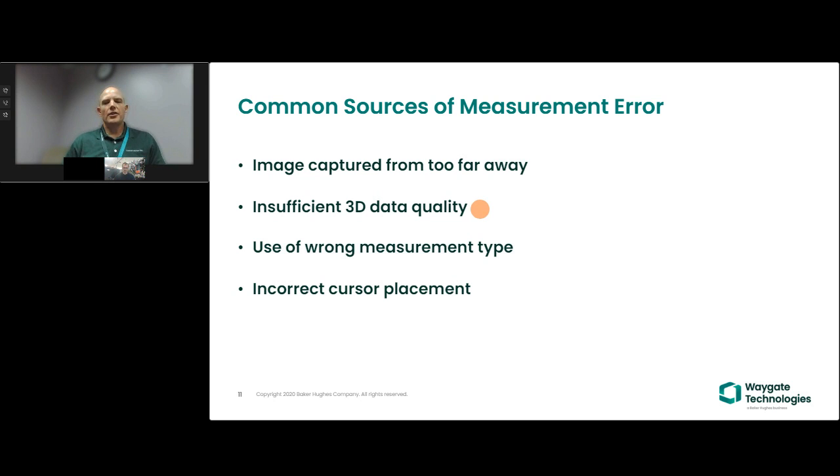Next, having insufficient 3D data quality for the type of measurement you're performing. This is especially true with depth type measurements. And this can often be a result of capturing an image from too far away, but can also be caused by things like glare, surface reflections, oily surfaces, etc. Using the wrong measurement type can cause quite a bit of error. And so it's important for you to understand how the different measurement types work and how they should be applied to the different applications. And hopefully Tom's demonstrations will be helpful there.